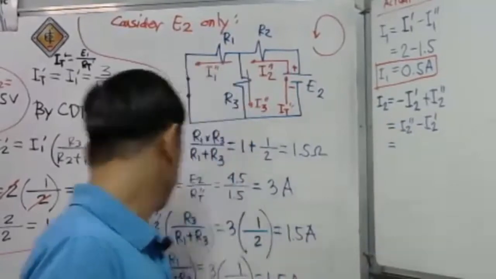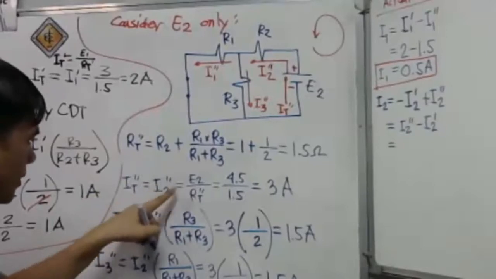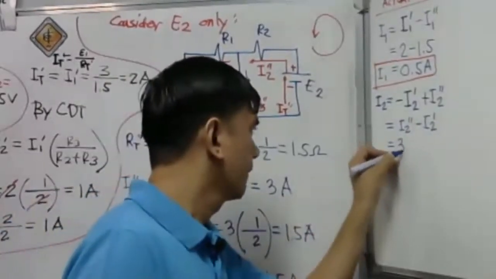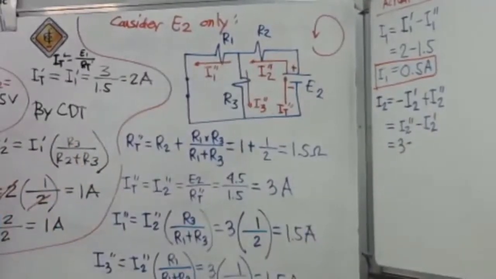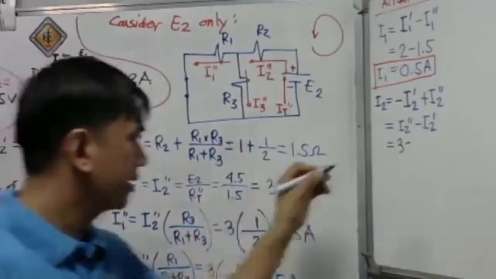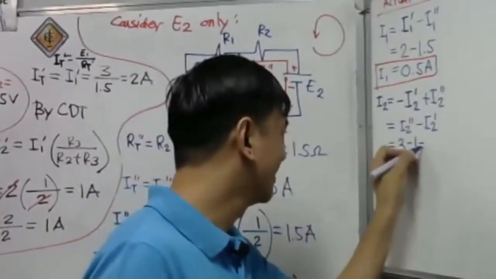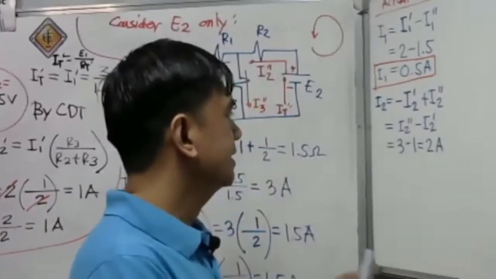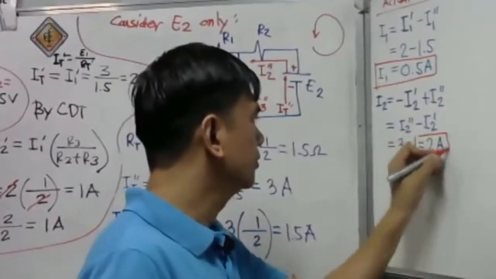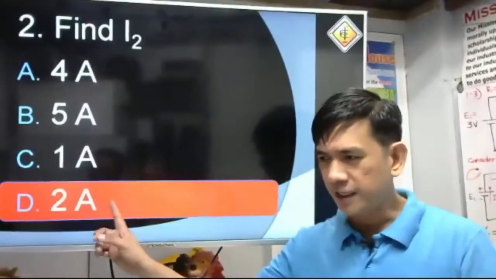So let us substitute. I2 double prime is 3 amperes minus I2 prime, which is 1 ampere. 3 minus 1 is 2 amperes. That's the answer for our I sub 2. And the answer would be letter, take a look here guys, okay, that's correct. That's letter D.